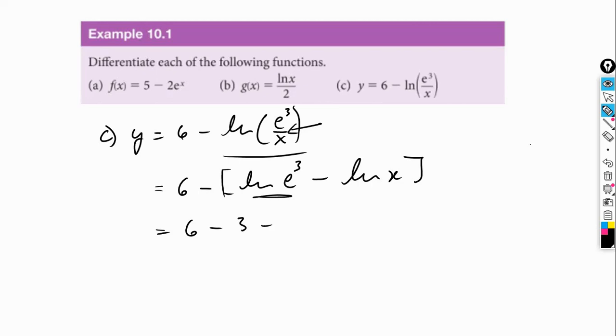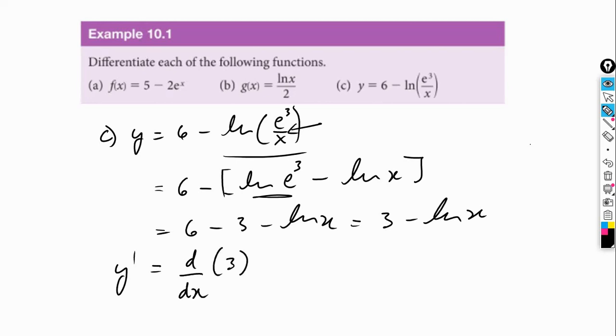Minus natural logarithm of x, and this finally is going to be 3 minus natural logarithm of x. Okay, so we want to differentiate this. So the derivative of this is going to equal the differentiation of the constant 3 minus the differentiation of the natural logarithm of x. But this is just 0, right? Any constant, the derivative of any constant is 0.